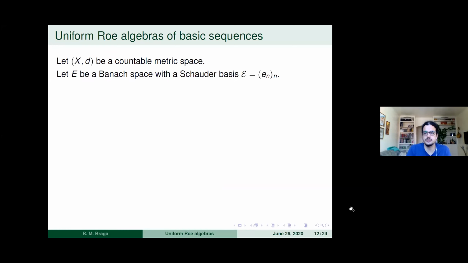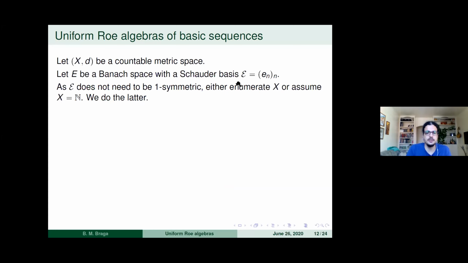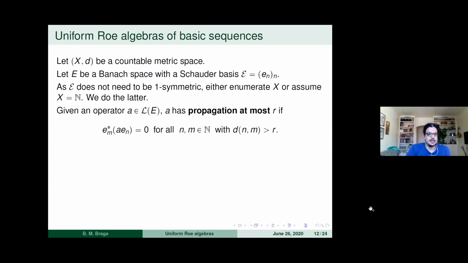Let's fix a Banach space with a Schauder basis. And okay, so first thing is, since we're looking at an arbitrary basis, we don't have that the thing is symmetric. So we should either enumerate X or just for simplicity, assume that X is just the natural numbers. So you have an enumeration already predefined. And for obvious reasons, we do the latter. It's just much simpler. Then you can define the finite propagation of an operator in exactly the same way. We just look at the basis and the bi-orthogonal sequence of the basis here. And if this computation is zero outside of a tube along the diagonal, the operator is said to have finite propagation.